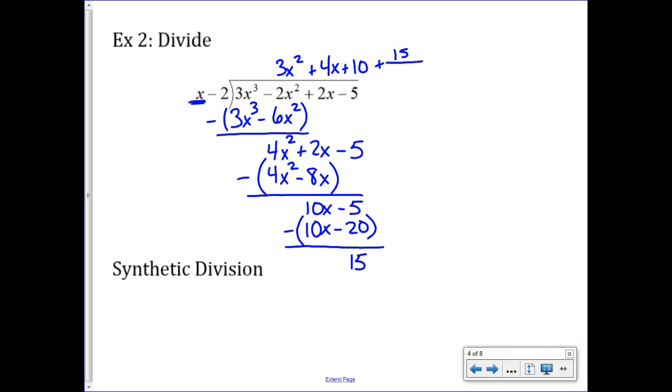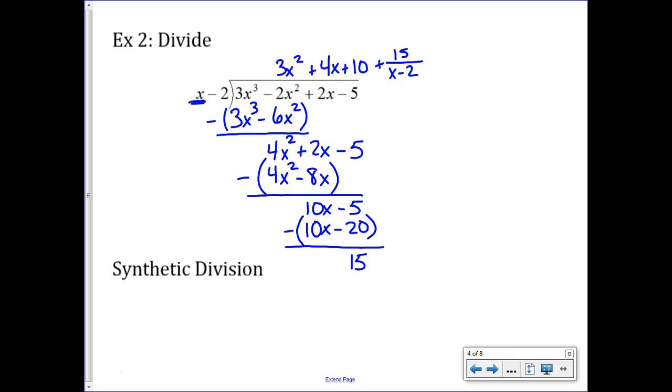Over x minus 2. Now, there's another way we can do this. And we just saw synthetic substitution a few lessons ago. We have synthetic division. And this will only work if we have a linear polynomial that we are dividing by. So in this case, we have x minus 2. So when the degree is 1, we can use this.